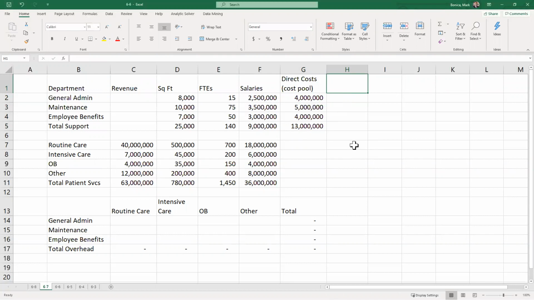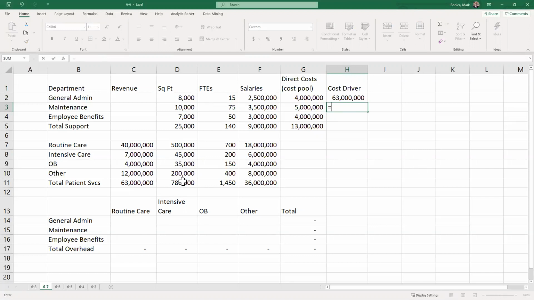Step two is cost drivers. So what we're told is the cost driver for general administration is patient services revenue. So for general administration, I'm going to go down to total patient services revenue. That's 63 million. That's going to be my cost driver for general administration. For maintenance, the cost driver is going to be space utilization, so square footage.